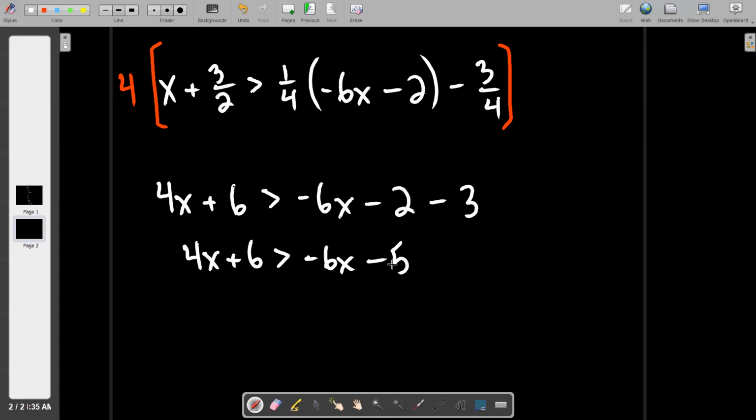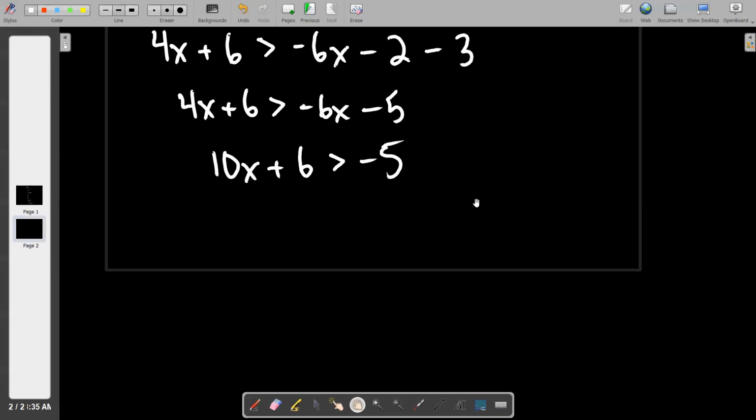If you want your variables on the left, you're going to add 6x. You want to get it positive, you're going to add 6x. So woohoo, we come together. So we get 10x plus 6 is greater than -5.